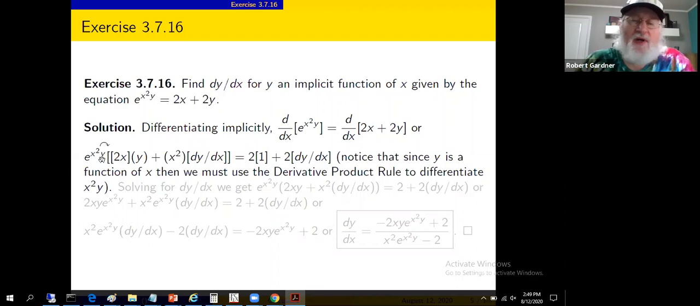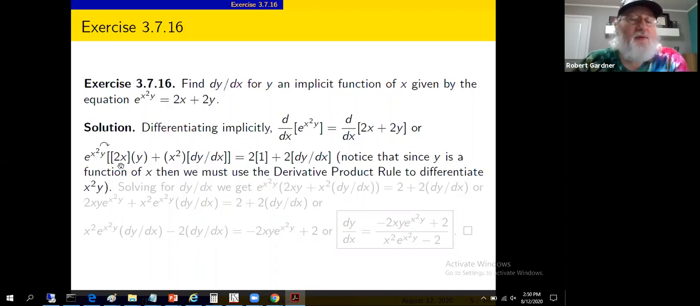That's a product of two functions of x. So we'll have to use a product rule. Notice, since y is a function of x, we've got to use the product rule in differentiating x squared times y. We'll have the derivative of the first times the second plus the first times the derivative of the second. There's your little picture of the product rule in terms of square brackets.